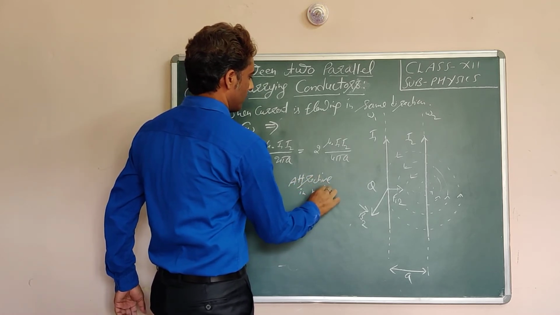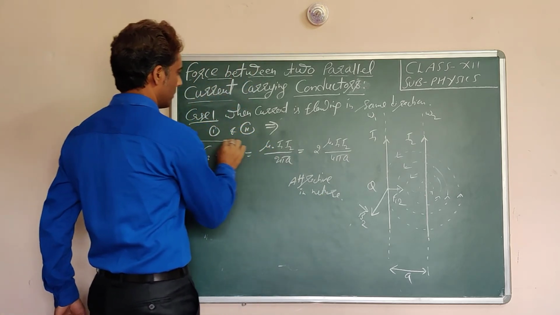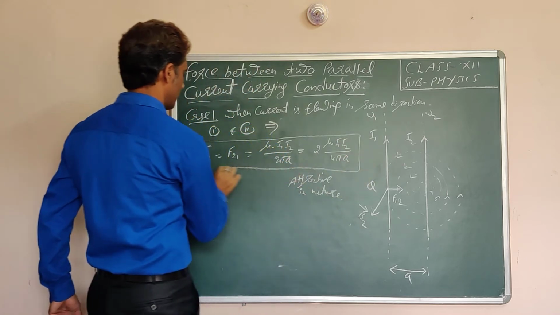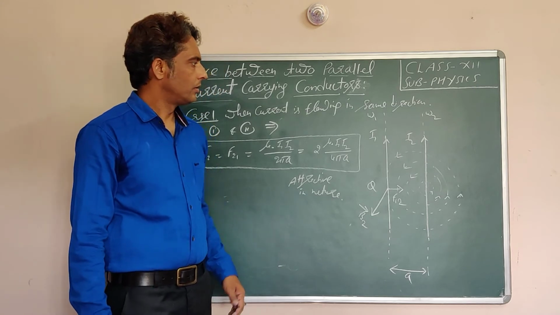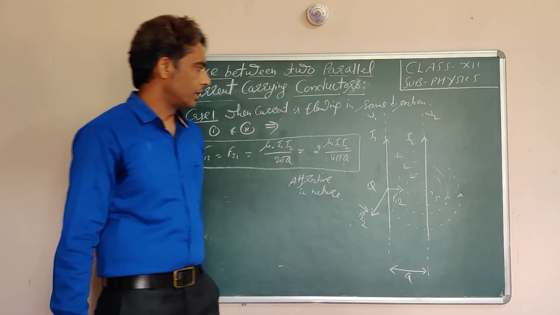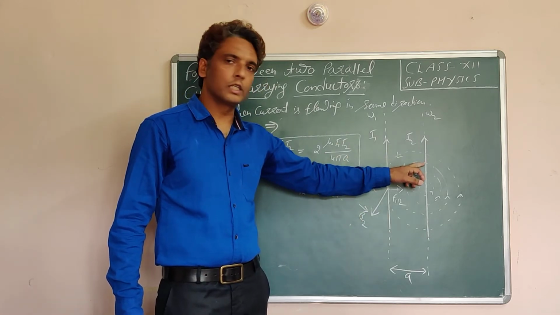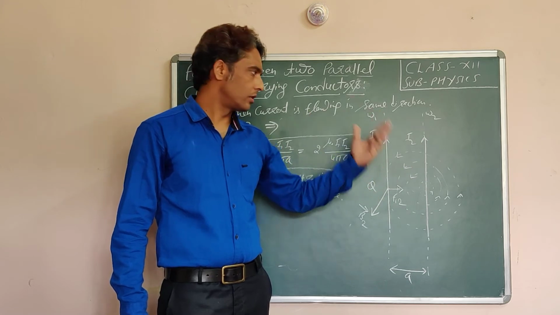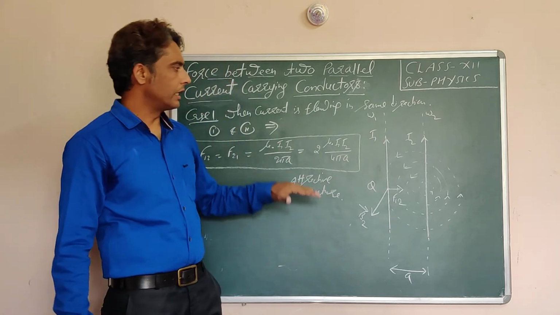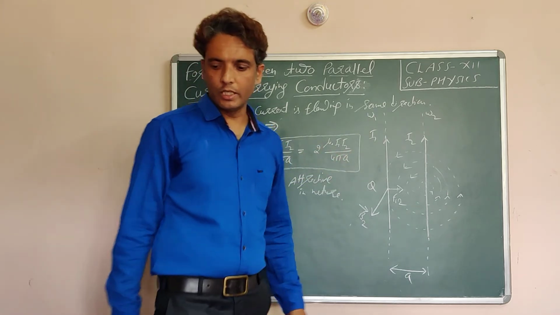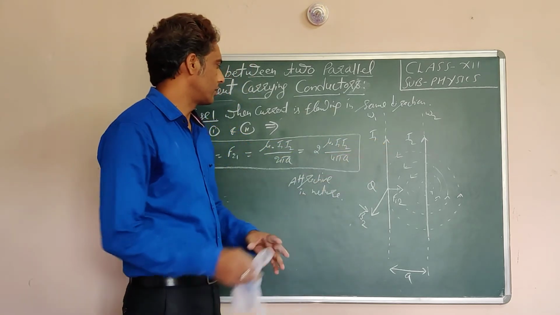Attractive in nature. So this is the magnitude of force. Now we will also discuss what will be the nature of force when current flowing through these conductors is in opposite direction. In case of same direction, we saw that they attract each other. Now we will see what will be the nature of force when the current is in opposite direction.